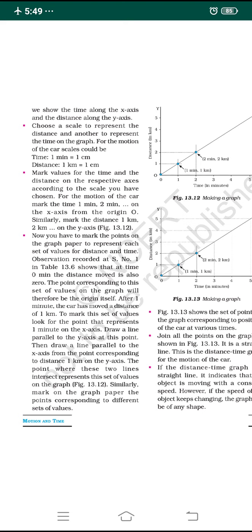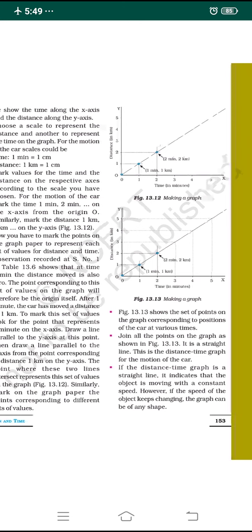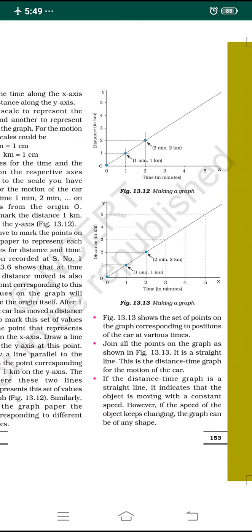So the point where the two lines intersect represents the set of values on the graph. Similarly, mark the other values also on the graph sheet of paper, the points corresponding to different sets of values. In this manner go on marking them. Figure 13.13 shows the set of points on the graph corresponding to different positions of the car at various times. So what is the position of the car at various times in minutes?